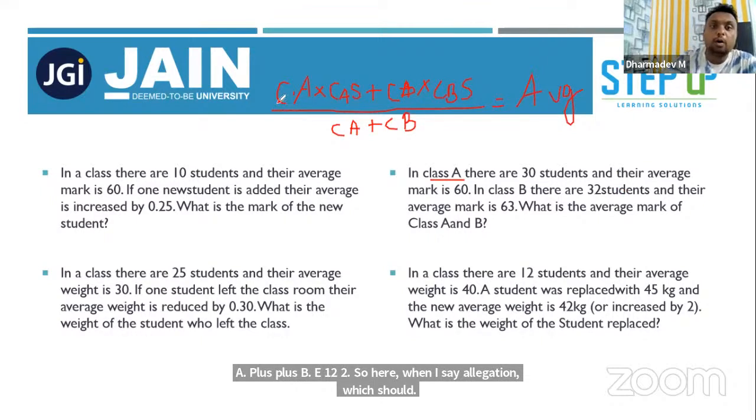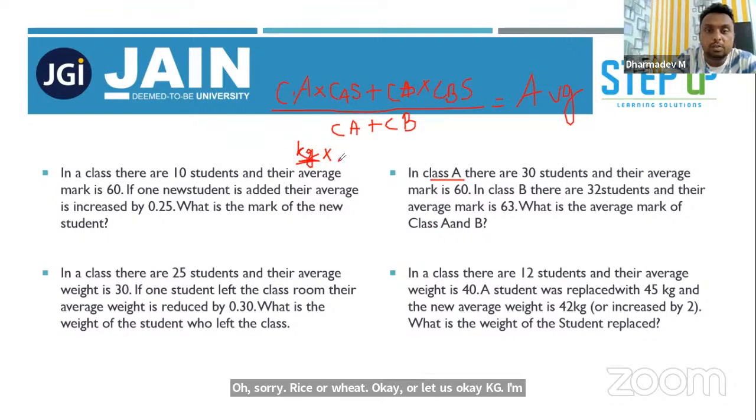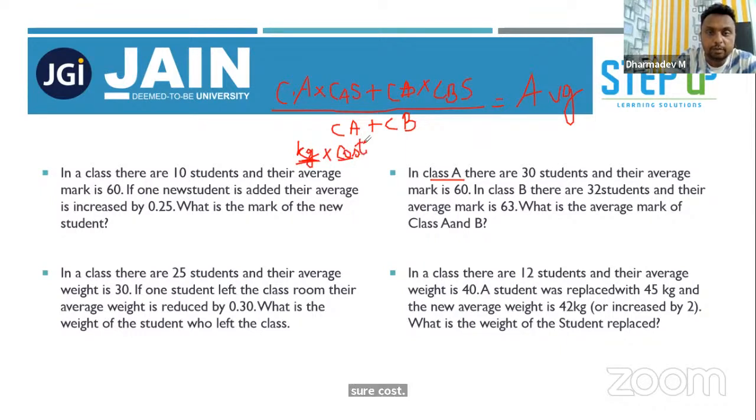In place of class A, I will say kg of variety 1, like rice or wheat or lettuce, kg. And here, cost per kg. That will give me total cost. Plus, kg is nothing but class A. How many? Class A mark is nothing but the cost.